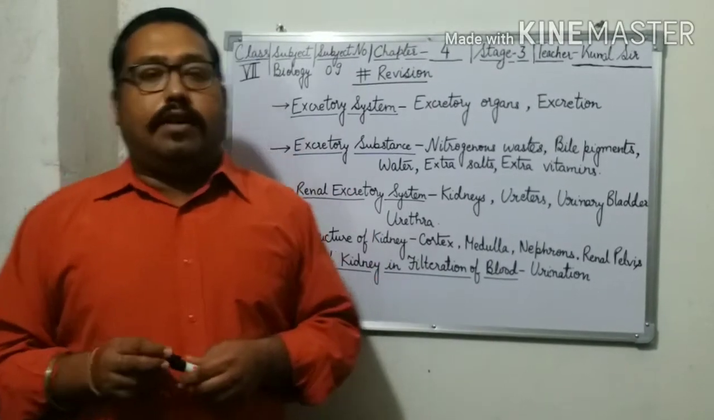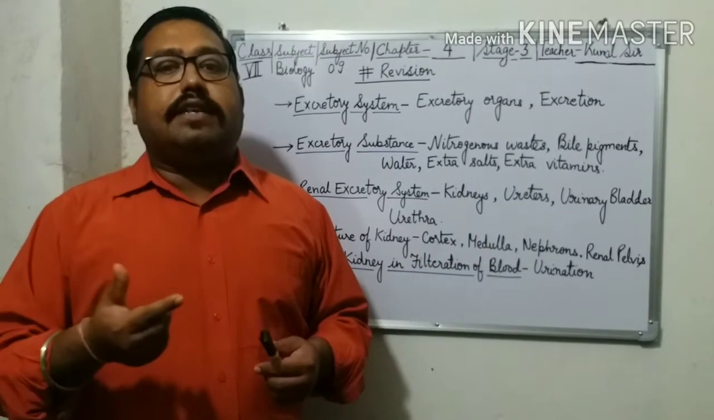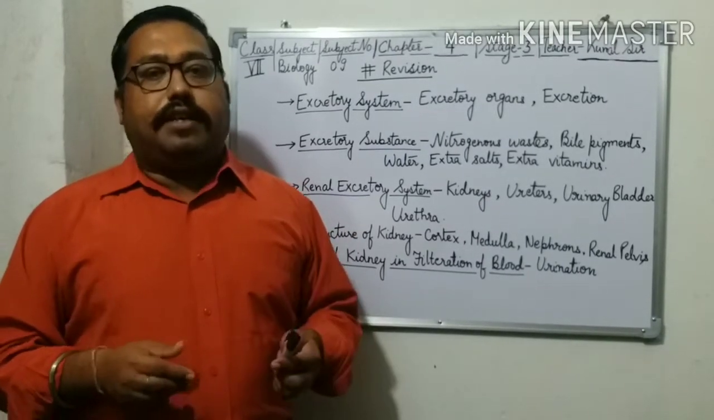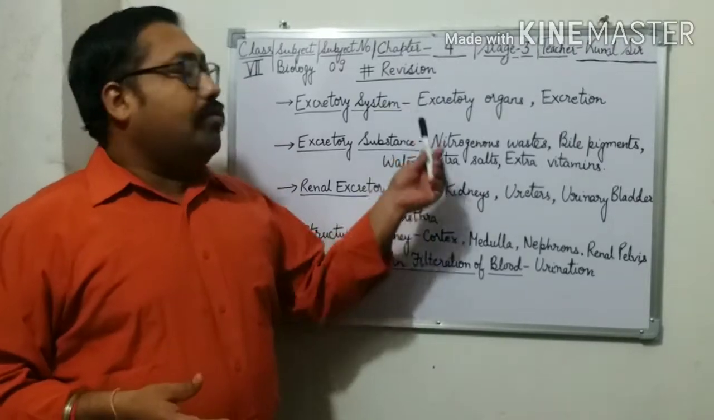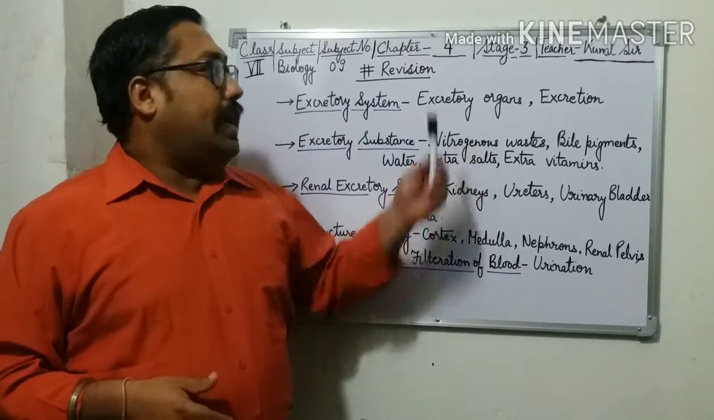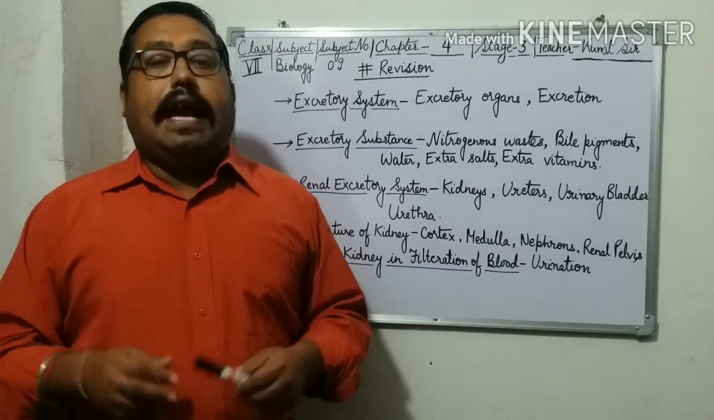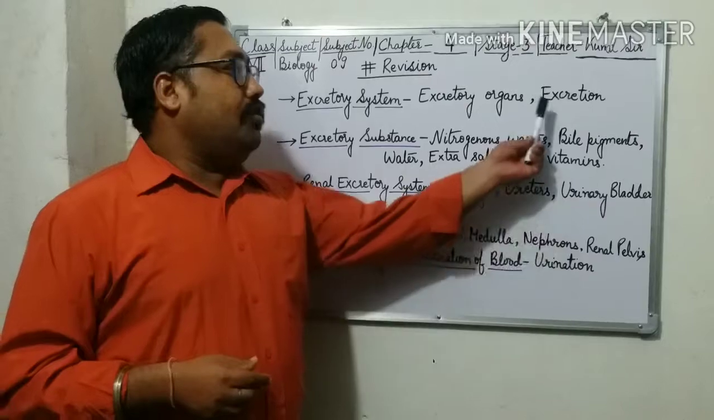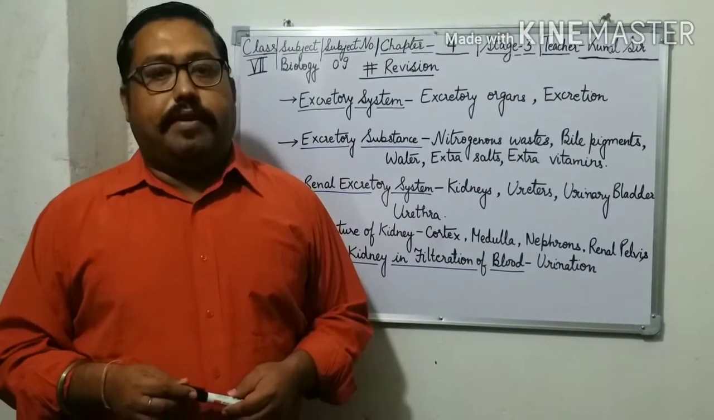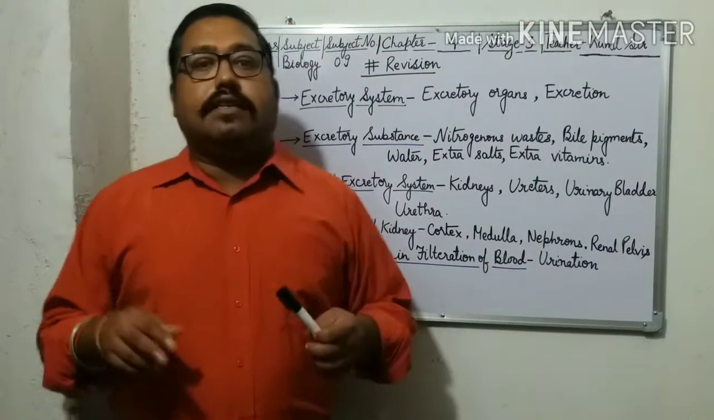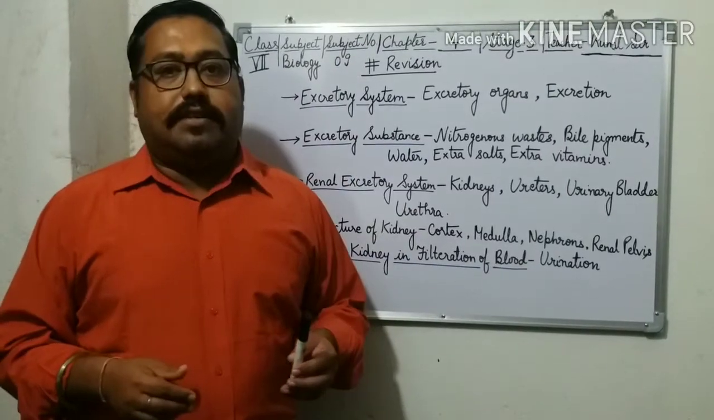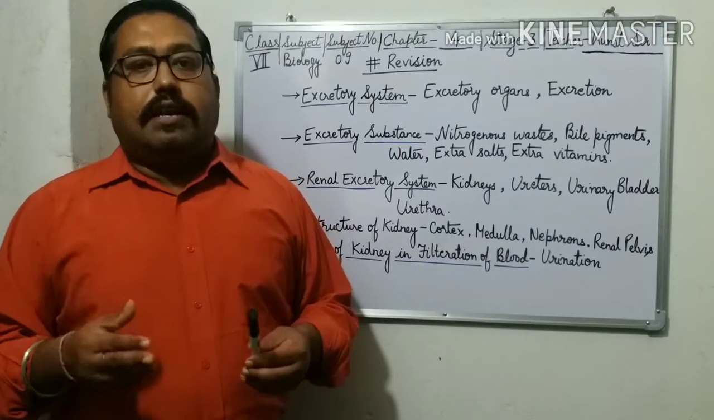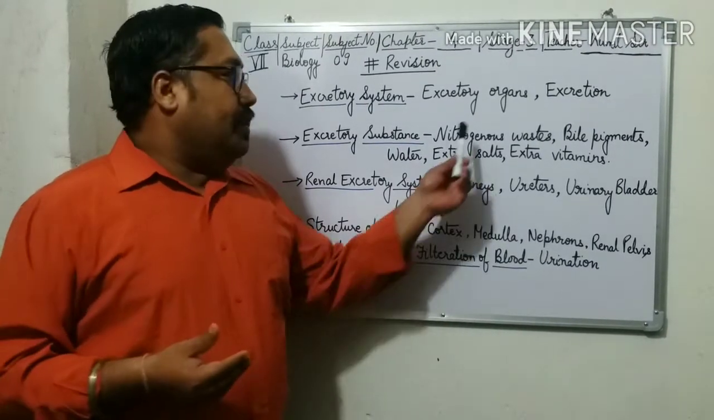So inside the organism, there are some special organs which help to get rid of these waste. So these organs are called excretory organs. And the process of removal of waste from the body is known as excretion. Now let us discuss the excretory substances. There are many excretory substances or waste products produced inside our body.